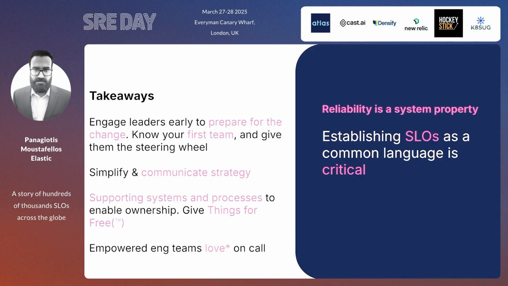Engage leaders, engage them early, understand who is your first team, your peer team, and give them a steering wheel. Giving them autonomy and also accountability is what works best. The other thing is simplifying and communicating strategy very clearly, keep repeating it, parroting it, why it's important, how it helps us, how it helps the customer, right?